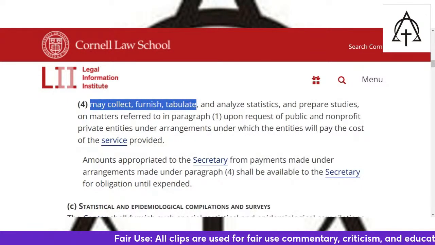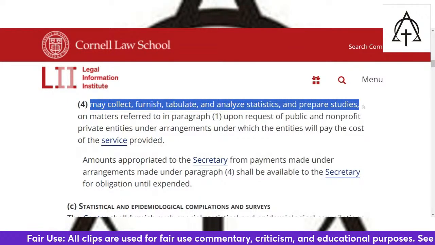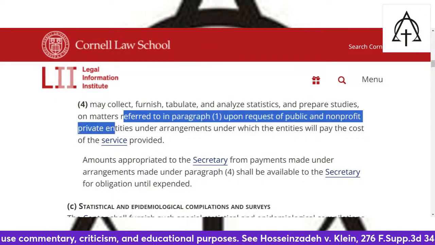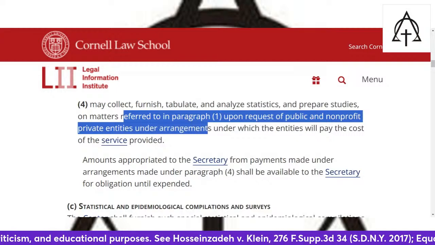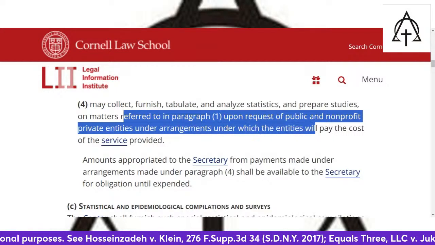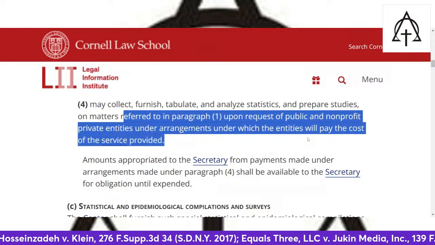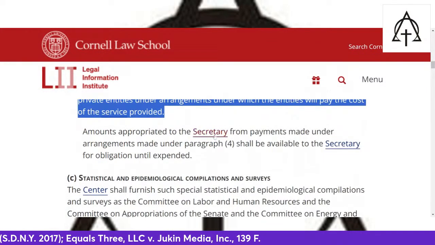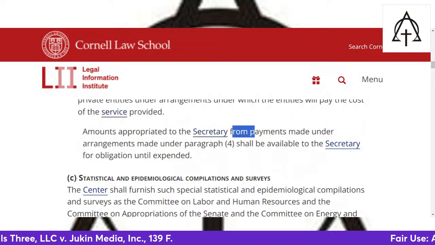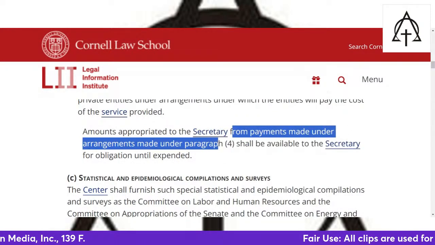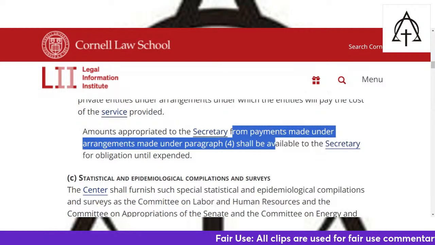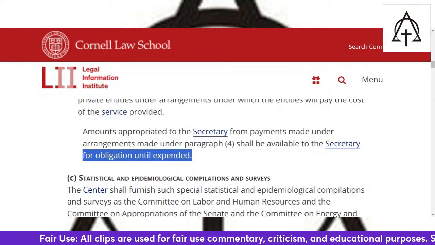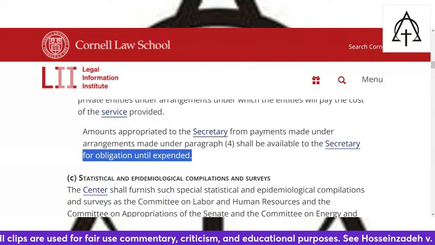May collect, furnish, tabulate, and analyze statistics and prepare studies on matters referred to in paragraph 1 upon request of public and nonprofit private entities under arrangements under which the entities will pay the cost of the service provided. Amounts appropriated to the Secretary from payments made under arrangements made under paragraph 4 shall be available to the Secretary for obligation until expended.